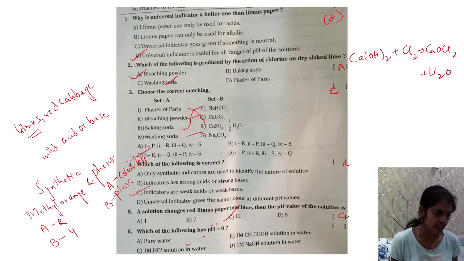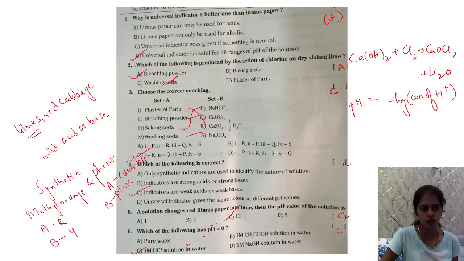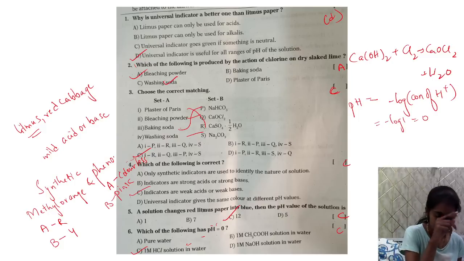Next one, which of the following has pH 0? So pH 0, who has pH 0? See, 1 mole of HCl in water will have pH 0. See, what is pH? pH is nothing but the negative logarithm of the concentration of H plus ions. Okay, so we'll find the negative logarithm. So basically log 1 is 0. So pH of this will be 0.